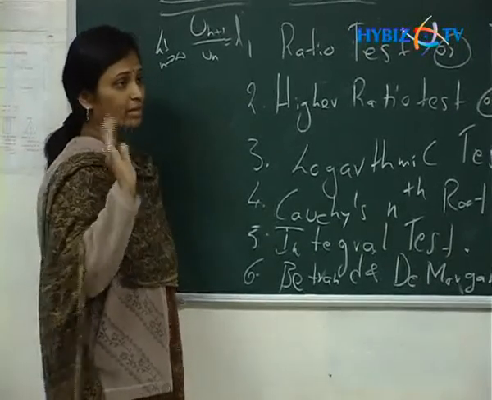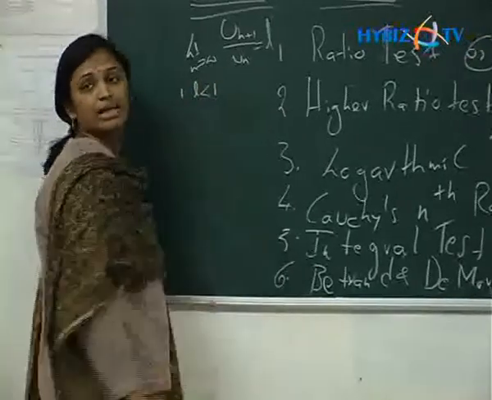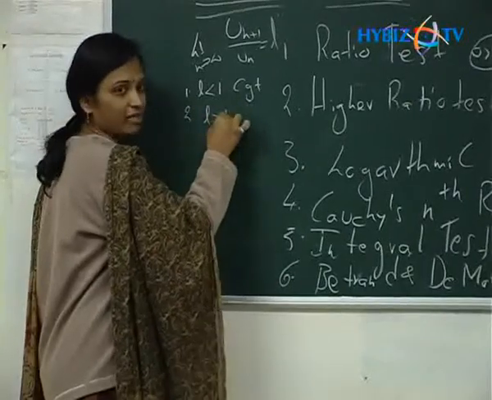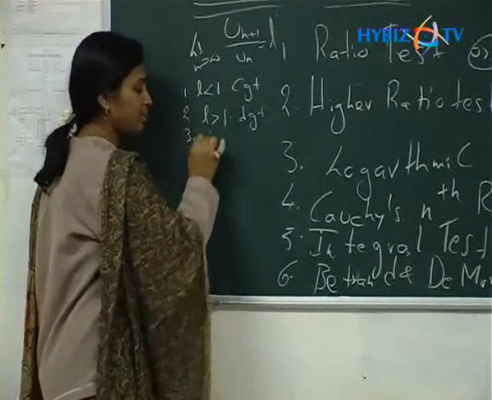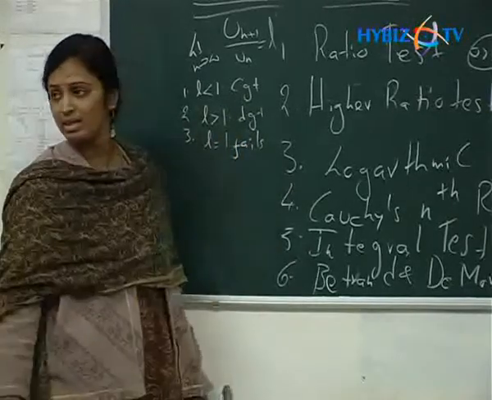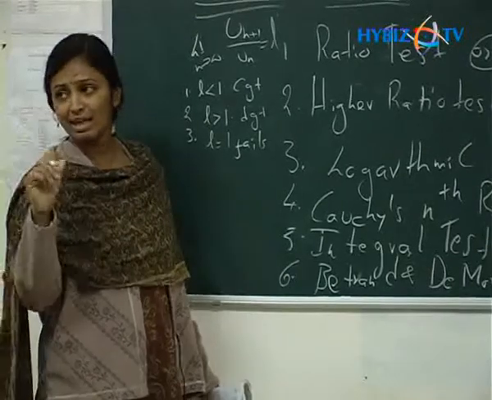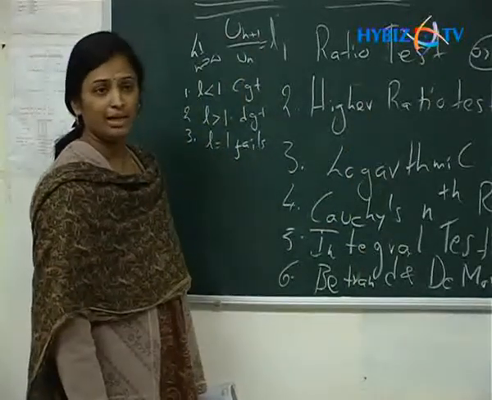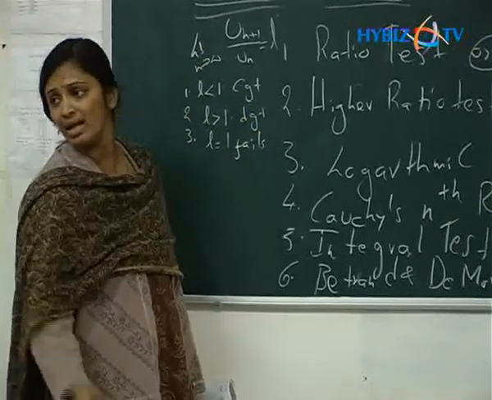Understood? The statements are: first, if L is less than 1, then the series is convergent. We know that obviously, no? Second, if L is greater than 1, the given series is divergent. But the third, if L is equal to 1, the test fails. At that time you have to go for one more test, that is the higher ratio test. Here the question is why the test fails, and why you go for Raabe's or the higher ratio test.